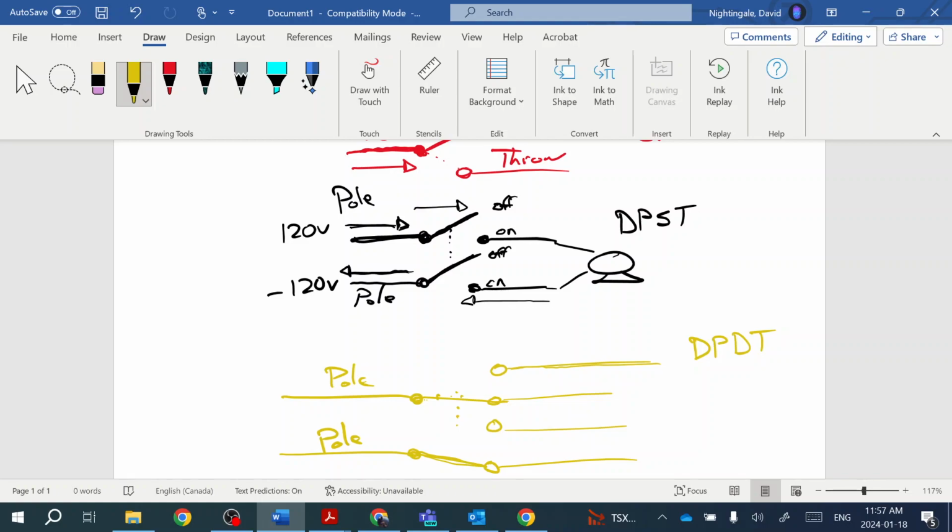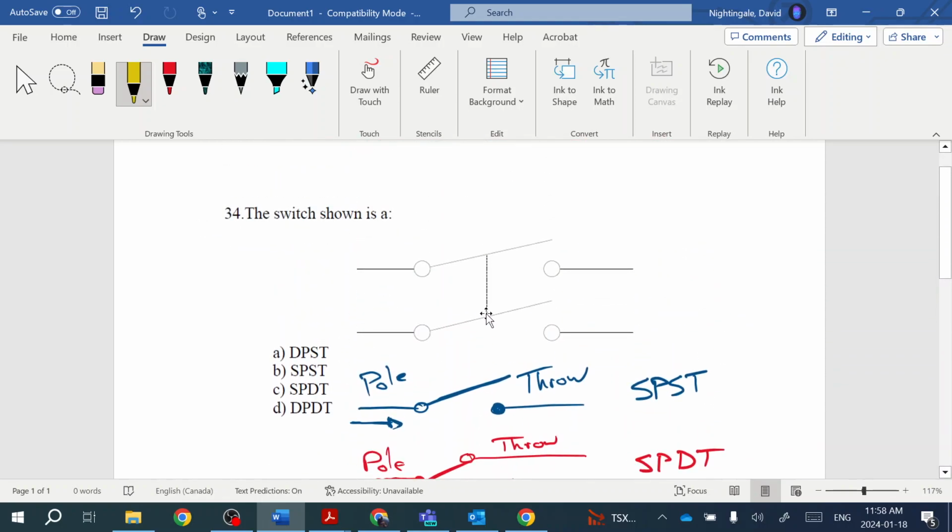So again, a pole refers to the number of circuits controlled by the switch, and a throw refers to the extreme position of the actuator. You have two positions for the actuator to sit on in this case, double throw. And then you have two paths for current coming into the switch. So double pole, double throw. Hopefully that clears it up.